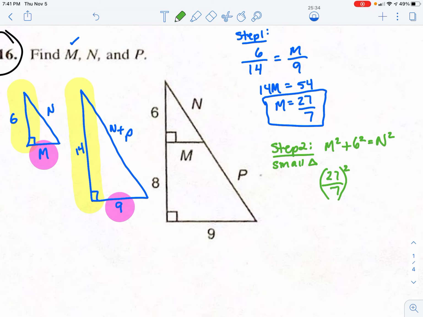And then I'm going to do 6 squared, which was coming off of the smaller triangle as well, would be 36, equals n squared. So you see, we're going to be able to isolate n and solve for it.